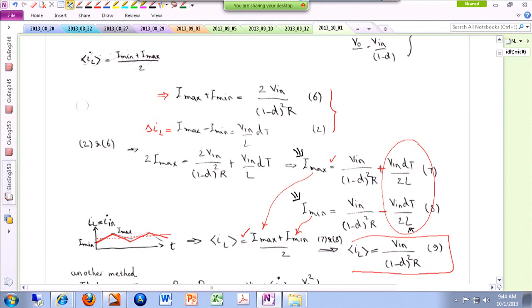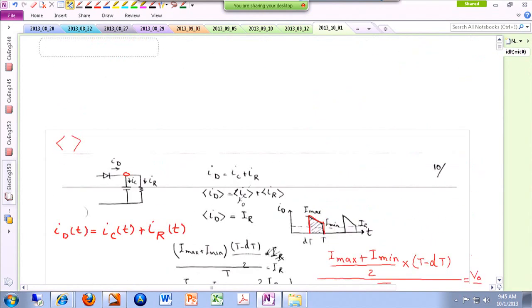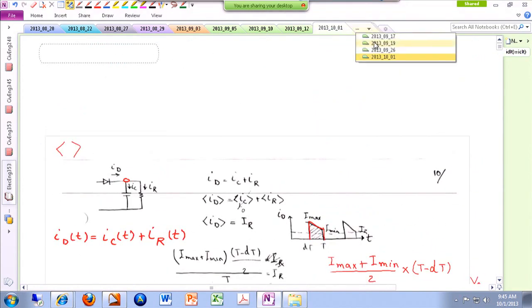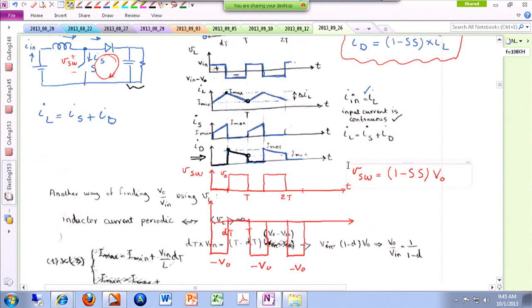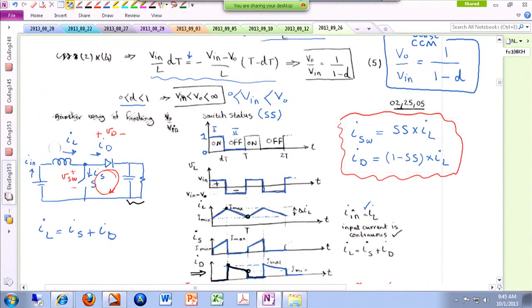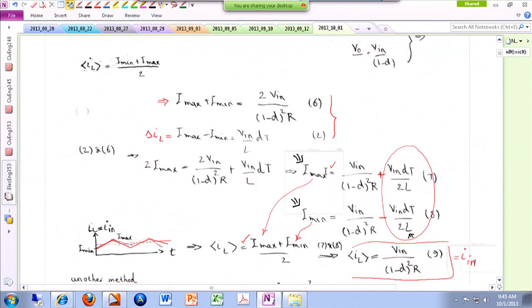And that turns out to be your input current as well, because the inductor is on the input side. If you remember, the topology looks like, let me see. So as you can remember, the inductor current and the input current are basically the same.